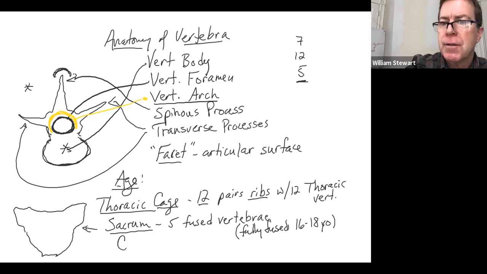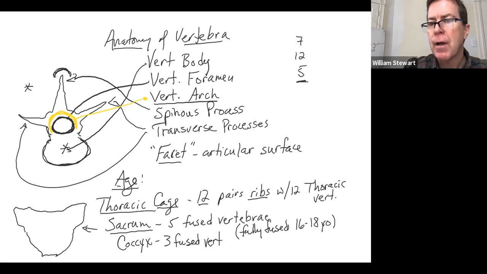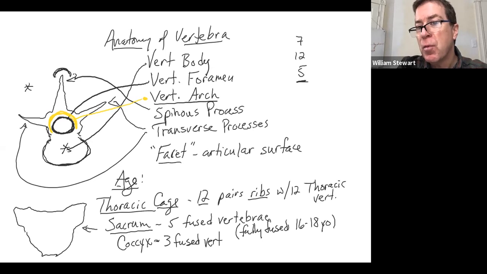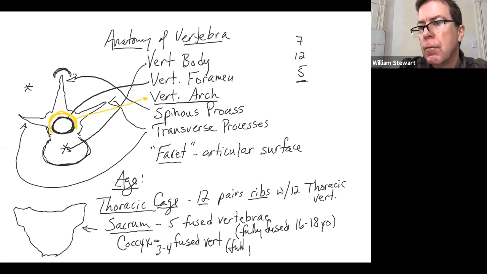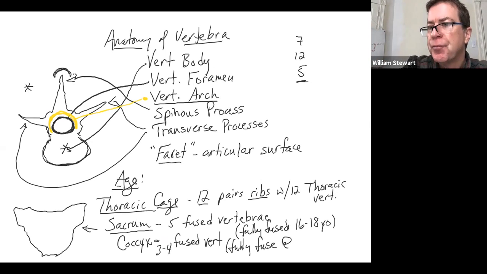The coccyx, which is the tailbone, that's 3 fused vertebrae. That's what you and I call the tailbone. Sometimes it's 4 fused vertebrae. So let's correct that. I'm going to write 3 to 4, depending on what book you read. And those fully fuse even later in life, at early 20s, can be as late as late 20s. So I'm just going to write 20 to 30 years old.